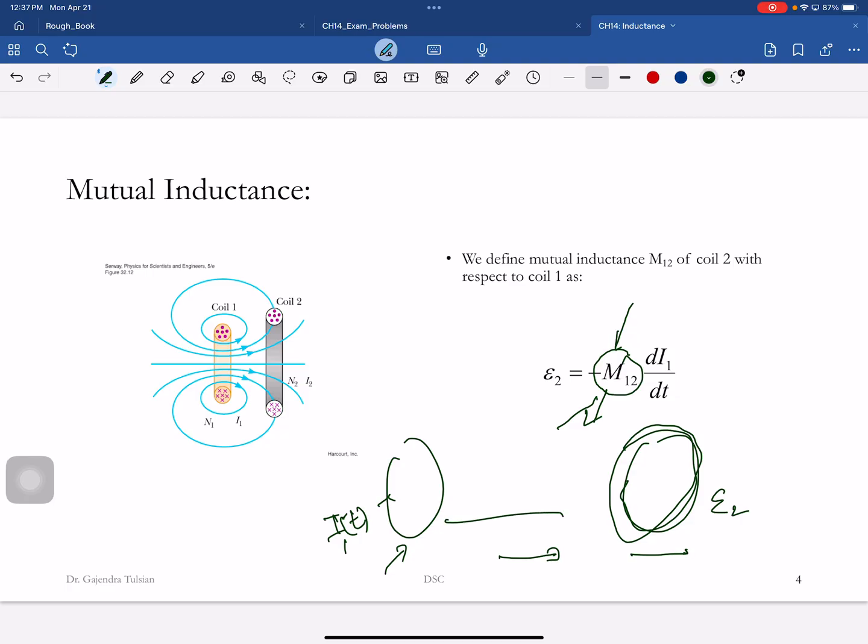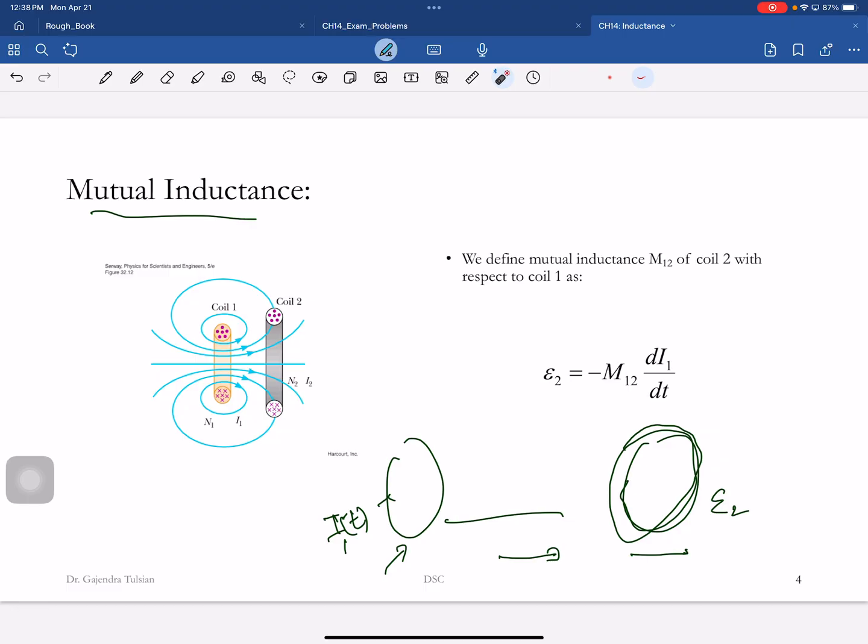Okay, and in general, it's hard to calculate, but it's the proportionality constant. When current in the first coil is changing, the EMF induced in the second coil is proportional to the rate of change. And this proportionality constant is called the mutual inductance. So it depends on many things. It depends on how close the coils are, the geometry of the coils, and all that kind of stuff.